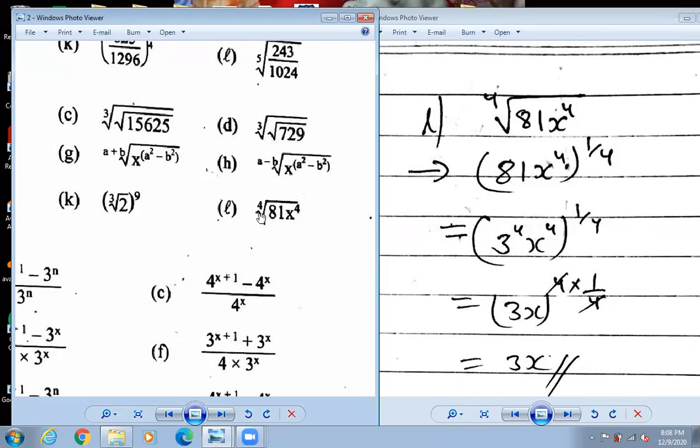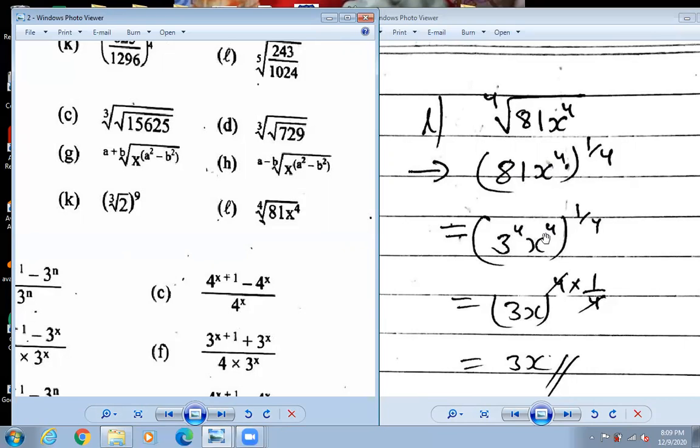So how do we write this root under 4? We write power 1 by 4. So 81 x power 4, all to the power 1 by 4. If there is root under 4, we should write it like this. For 81, we need to find the root 4 of this number. Then it will come 3, isn't it? So 3 power 4, and x power 4.